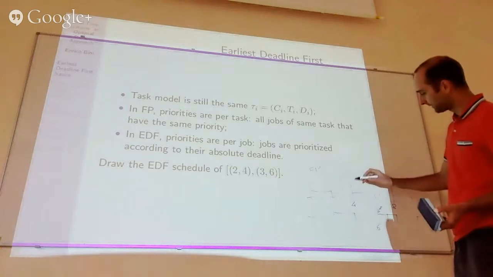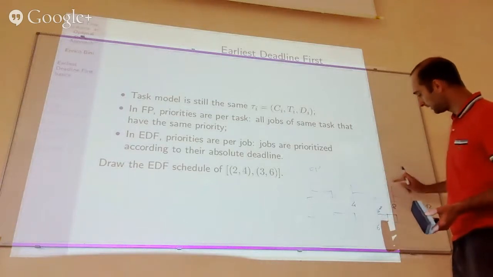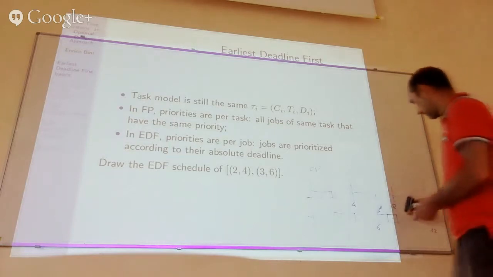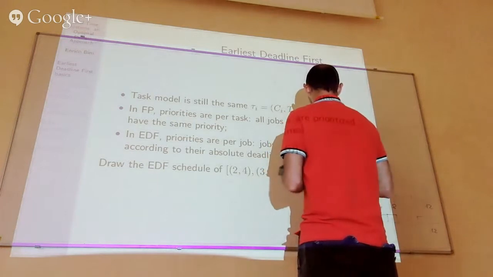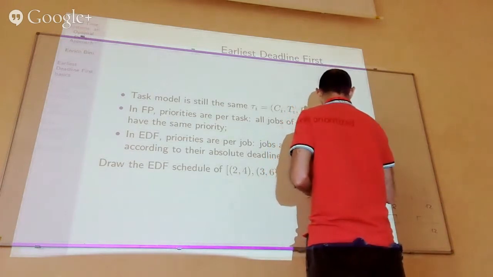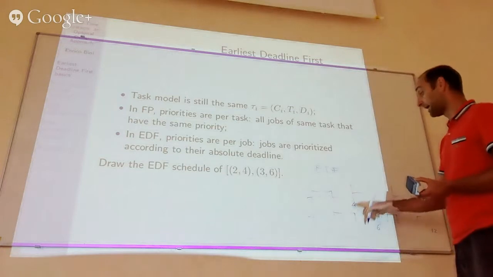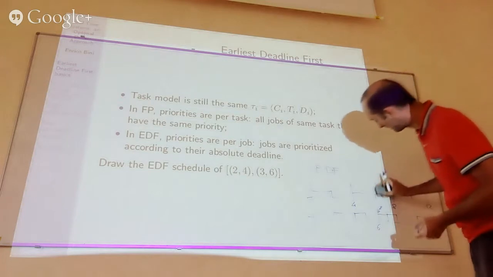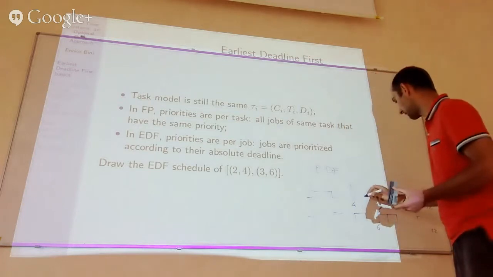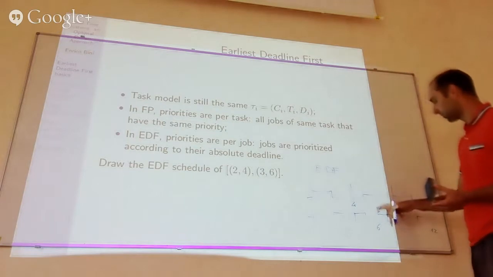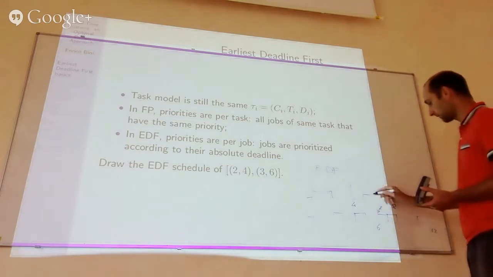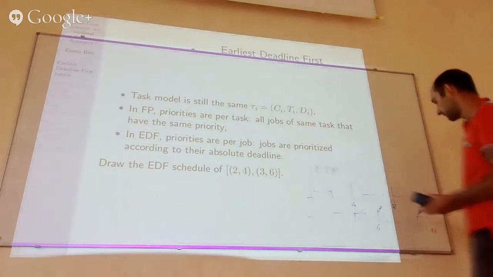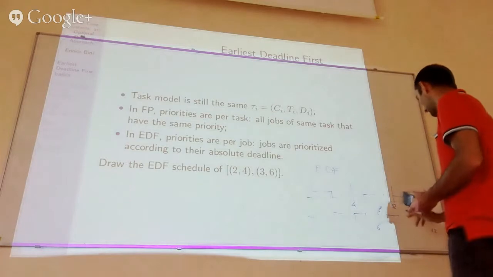Instead, if we go for EDF, what happens? At this point this job is released, but it has a deadline later than this deadline here. So in EDF, this job at this point is higher priority than this one, so this job continues executing. Then this job is executed here. At this point, this new job arrives, but this job has a very late deadline, so this is higher priority. So we have this pattern. Then at this point this job can start executing.